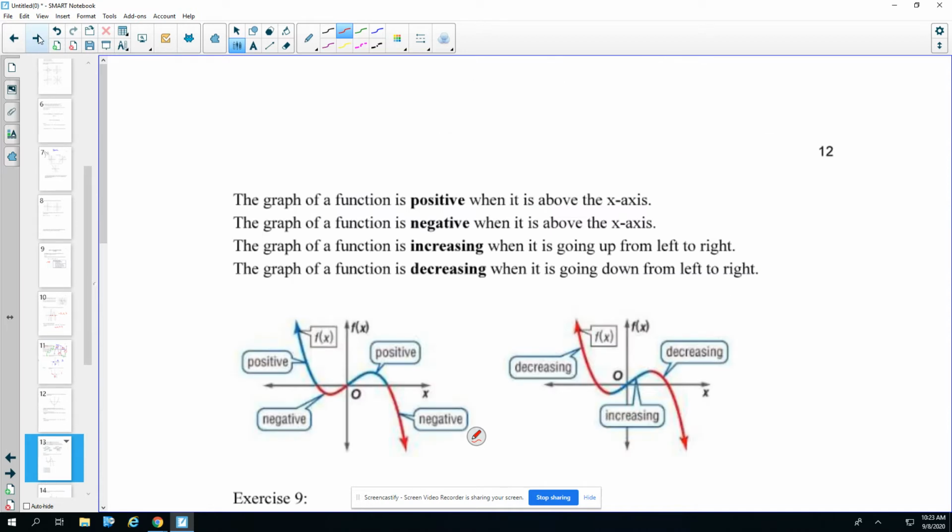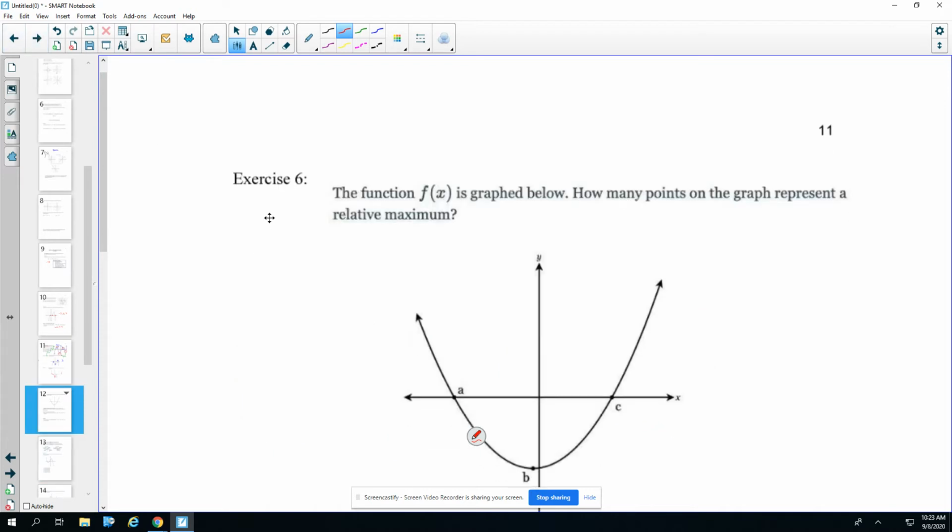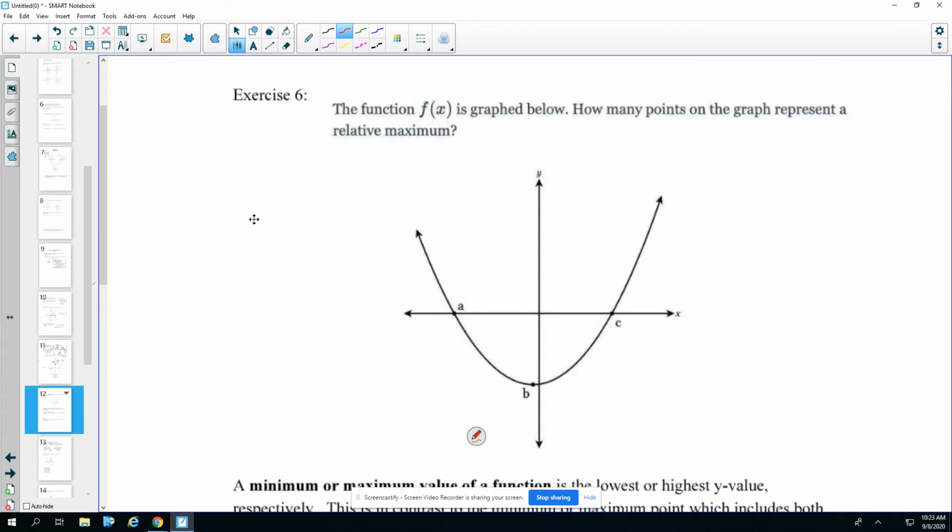The next problem, let me just go back, I think I had one more at the bottom there. Yep, I went one page too far. So this one says the function f of x is graphed below. How many points on the graph represent a relative maximum? Looking at this one, it has no high points. It does have arrows going to infinity, but those don't count because they're not turning points. So the answer to this one is just 0. Sometimes you could have an answer of 0.